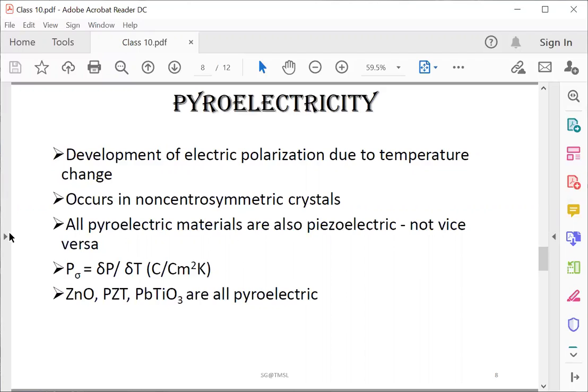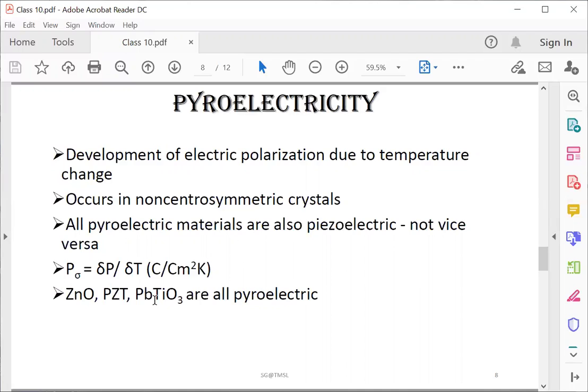Now this P sigma is equal to del P by del T, where P stands for polarization and T is the temperature change. Materials which show the pyroelectric effect are zinc oxide, lead zirconate titanate, and lead titanate, PbTiO3.